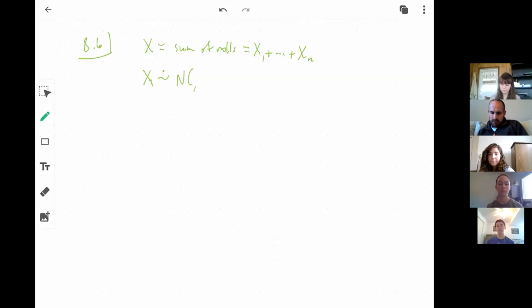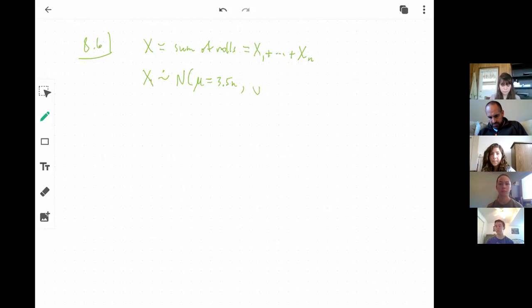So this is approximately normally distributed with mean equal to the same as the mean of the xi, which is 3.5. And what? Well, 3.5 times n. Right, 3.5n. Yes. And then what? What's the standard deviation? Standard deviation is square root of 35 divided by 12 times the square root of n.